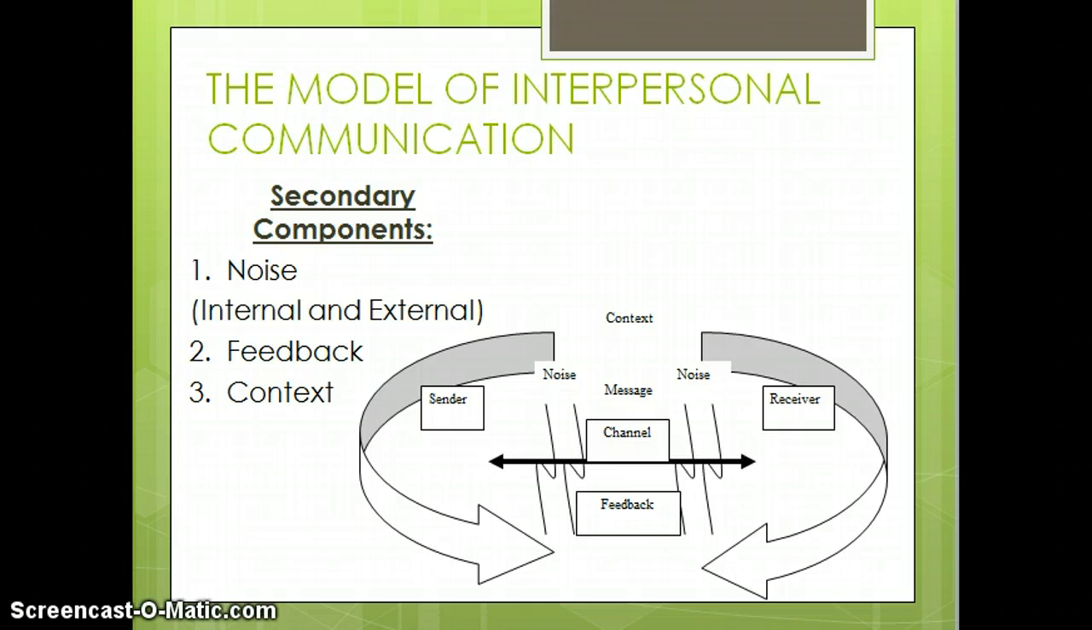External noise, on the other hand, is anything that's happening in the environment. It could be that you're trying to have a conversation and you're in a loud bar, or you're having a conversation and the TV is on and you're distracted by the TV. Another secondary component is feedback. Feedback is what we get when we respond back to the other person. And lastly is context. Context is where the communication is happening.